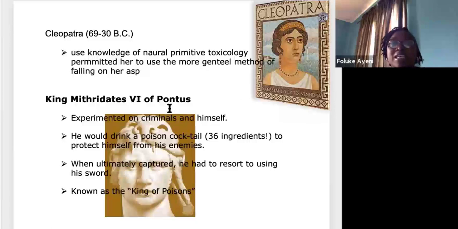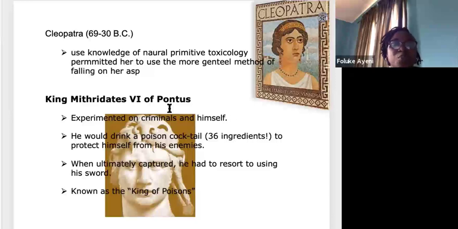We have this king, Mithridates, the Pontus VI himself. He was reported to have used some poisons both on criminals and on himself. And if he was reported to do that, you would know what he did. He used the poisonous ones on the criminals and used a lesser amount on himself to know the effects of this poison. He was reported to have used maybe like a concoction of 36 ingredients to protect himself from his enemies. What was he trying to do?